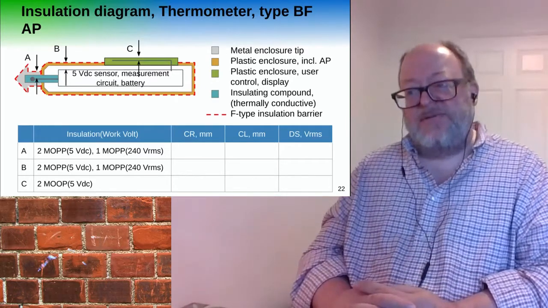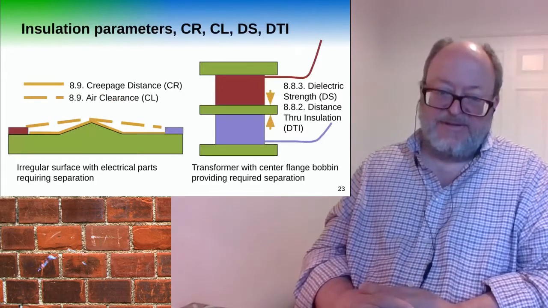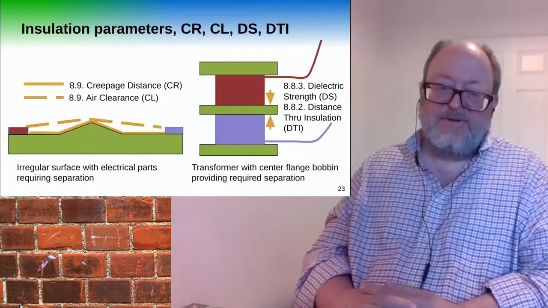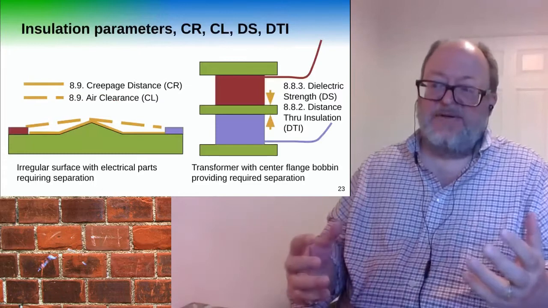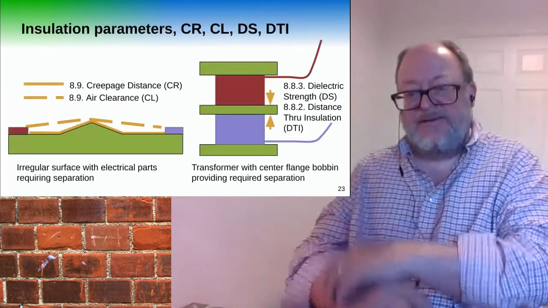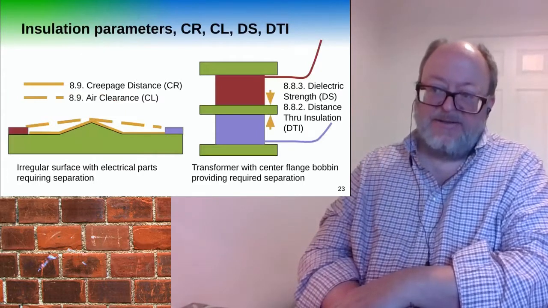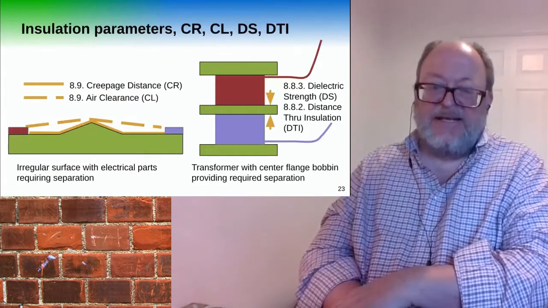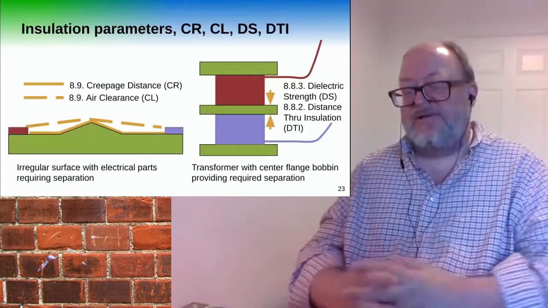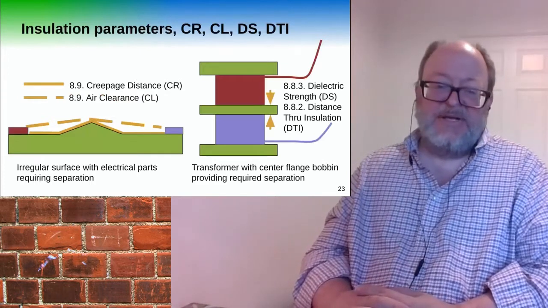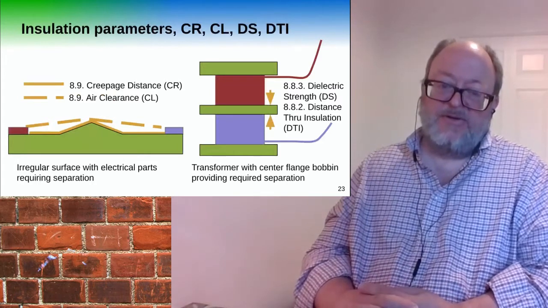So what is creepage, clearance, and dielectric strength? DTI is distance through insulation. So I wanted to illustrate those first. Creepage is that irregular surface there on the left where we've got a distance to mitigate tracking, arc-type tracking along its surface. And so that distance should be appropriate for the dust and moisture and the tracking resistance of our base material. And that's creepage. And that's why it's a risk control.